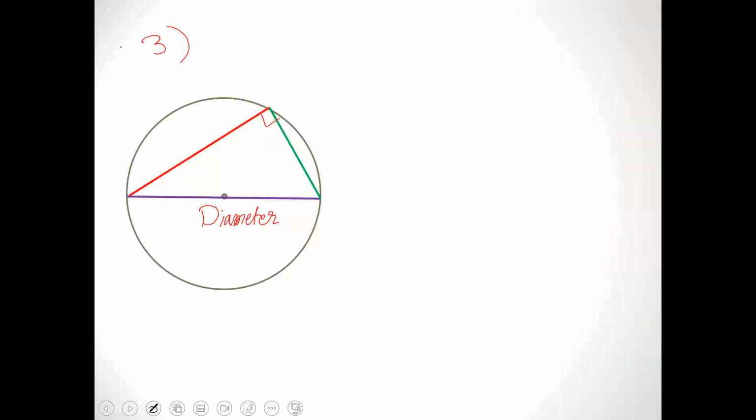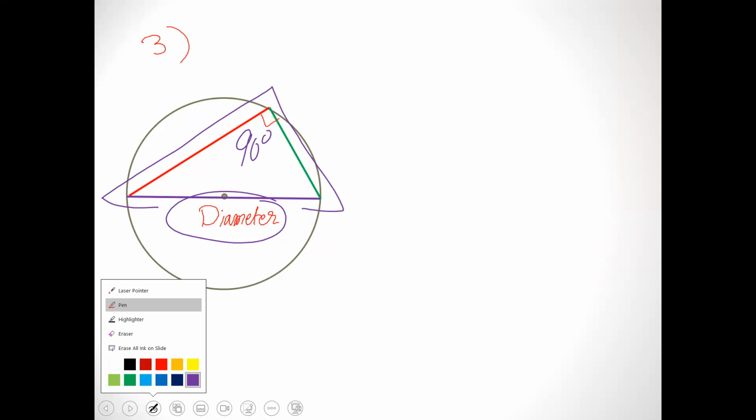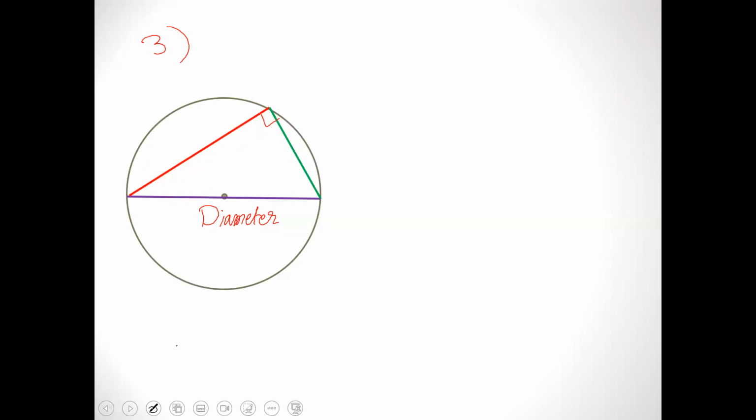Now this is the property. This is the diameter. From the diameter, you make a connection here, and this angle is 90 degrees. So whenever you make a connection from the diameter, this angle is always 90 degrees. You have to copy this screen.